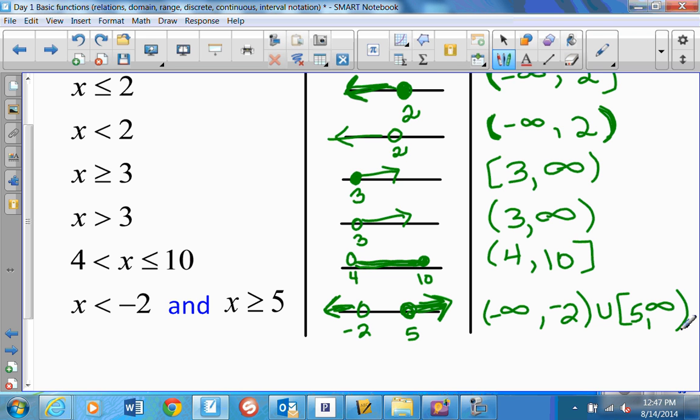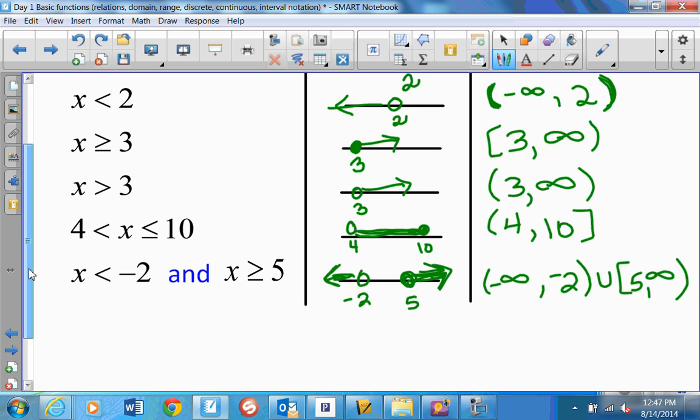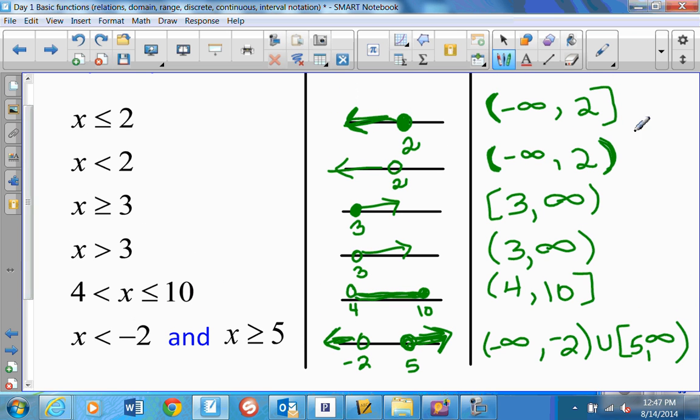Make sense? Kind of fun? I like interval notation. So from now on, you will be using interval notation whenever you describe these inequalities throughout the rest of the semester, and in analysis and calc and all that too. It's the grown-up way to do it.